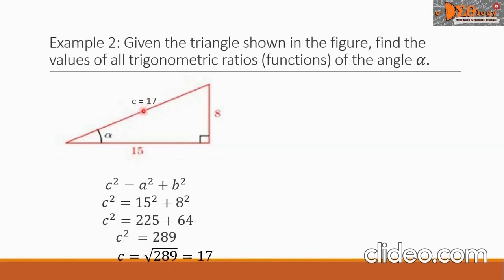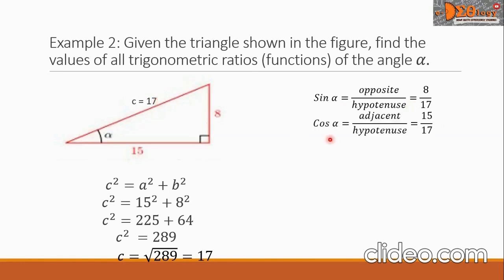Then we will start writing our trigonometric ratios. Let's begin with the sine alpha. We know the ratio is opposite over hypotenuse, and that is equal to 8 over 17.